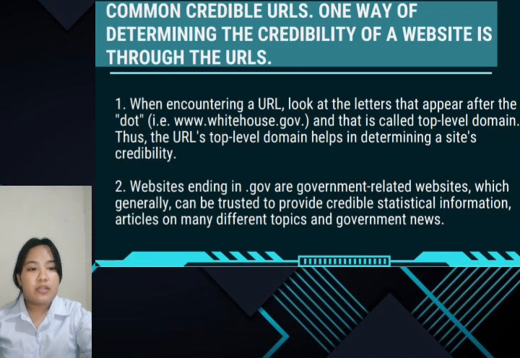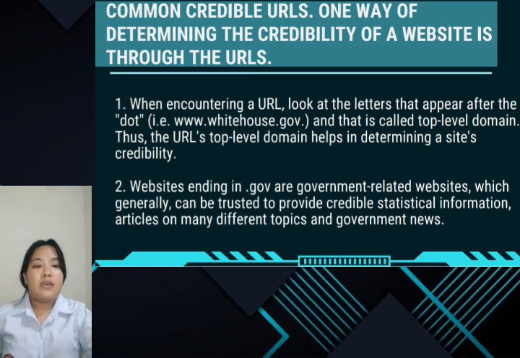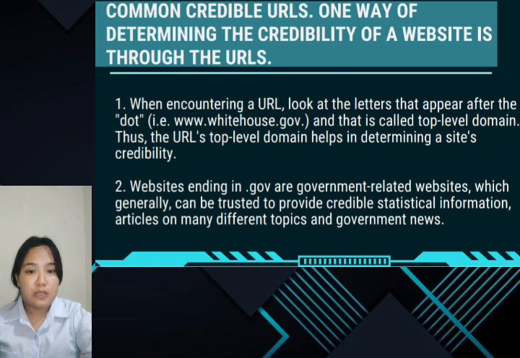One way of determining the credibility of a website is through the URLs. So here are the different types of URLs that we can encounter. When encountering a URL, look at the letters that appear after the dot. So example is www.whitehouse.gov, and that is called the top level domain. So the URL's top level domain helps in determining a site's credibility.